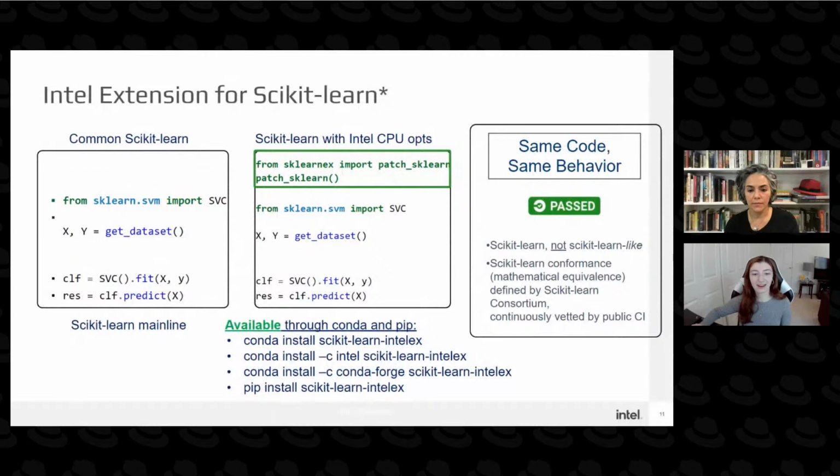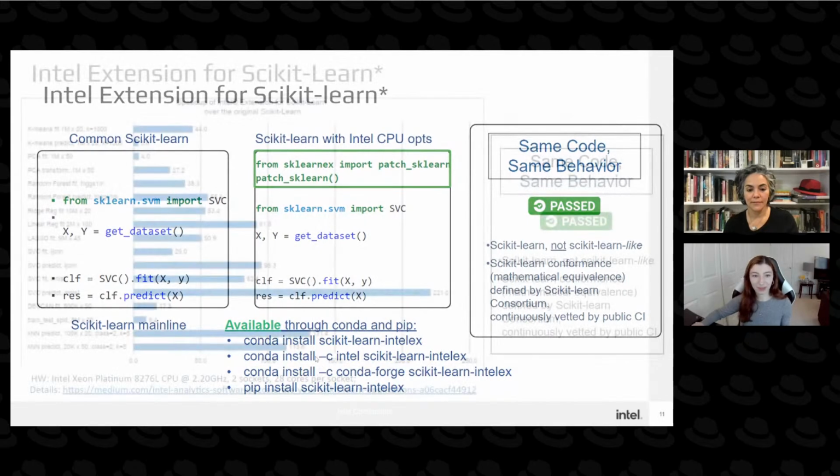And suddenly your SVC fit and predict are really optimized. Now, this already comes pre-installed for you as part of the AI Kit operator, but if you want to try it out as just a component in a sandbox environment, it is available in the default Conda channel, the Intel channel, conda-forge, and via pip install as well. So it's available there.